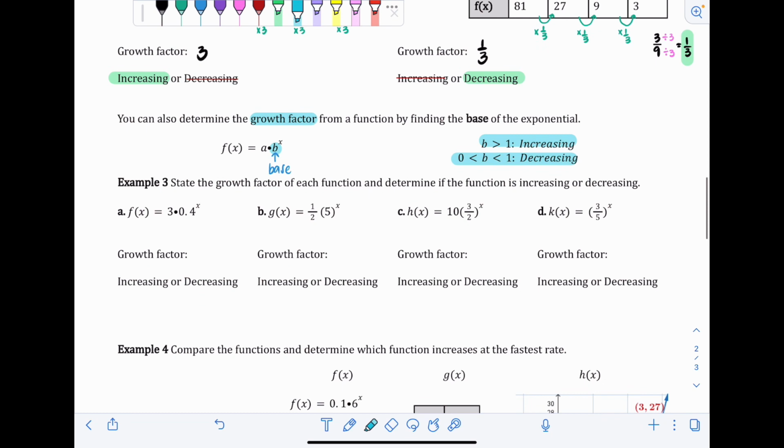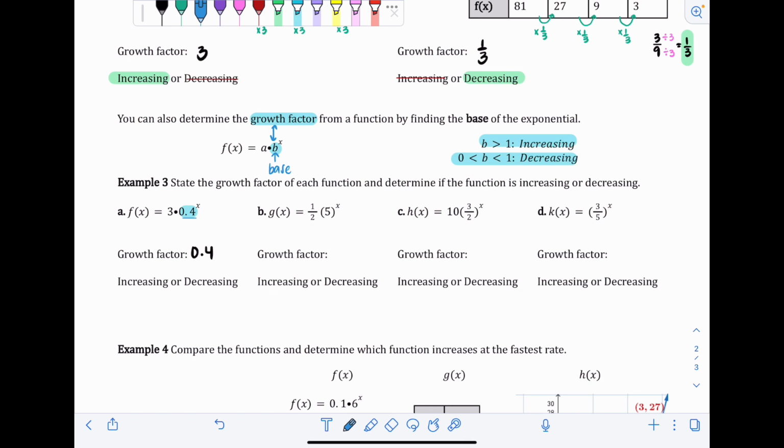So for A, it's f of x equals 3 times 0.4 to the x power. The base is only the part of the equation that is being raised to the x. So in this case, the base would be just 0.4. It wouldn't be the 3, it wouldn't be 3 times 0.4. It's just the 0.4. So our growth factor is 0.4. Growth factor and base are the same thing.